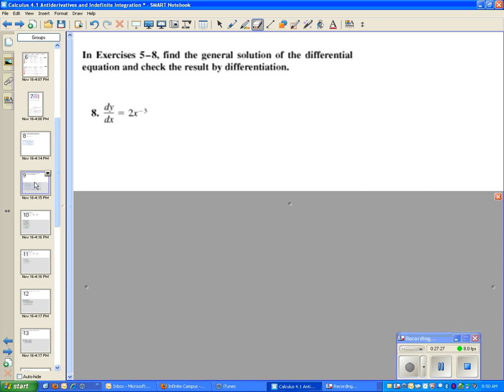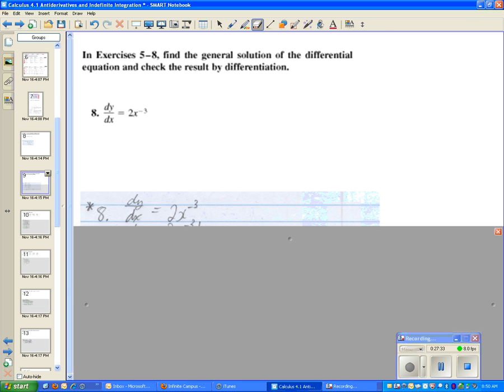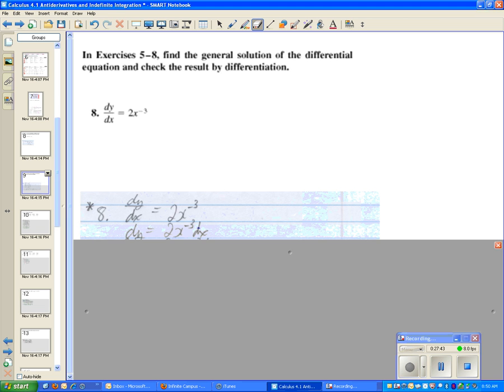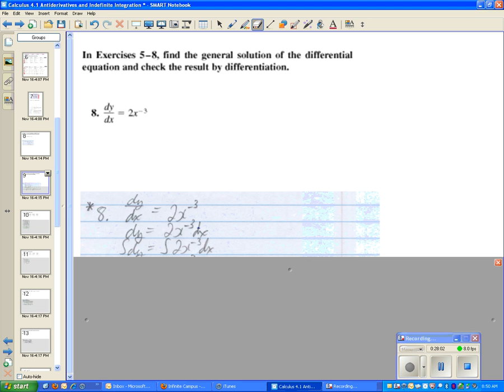So we're supposed to find the general solution of this differential equation. We've got it written in the proper form. dy dx equals 2x to the negative 3. Multiply both sides by dx. And now we've got dy equals 2x to the negative 3 dx. I can do whatever I want to an equation, mostly, as long as I do it to both sides. So take the antiderivative of both sides, the integral of both sides.